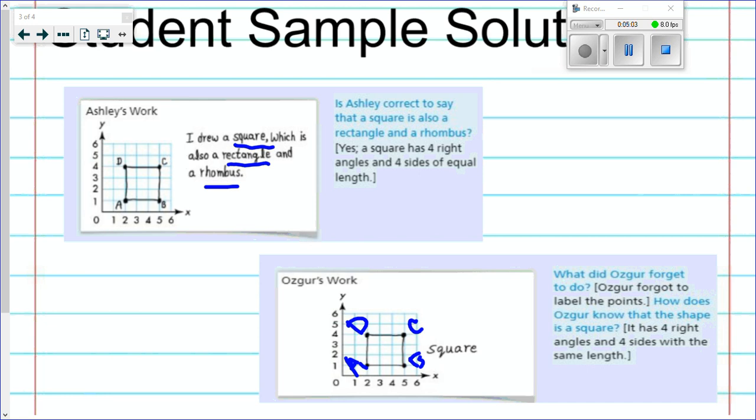Again, coordinate grids are pretty fun. And I know Mrs. Tim talked about in yesterday's lesson, there are lots of great online fun coordinate grid games to play out there. So if you'd like some more practice, definitely search those out.